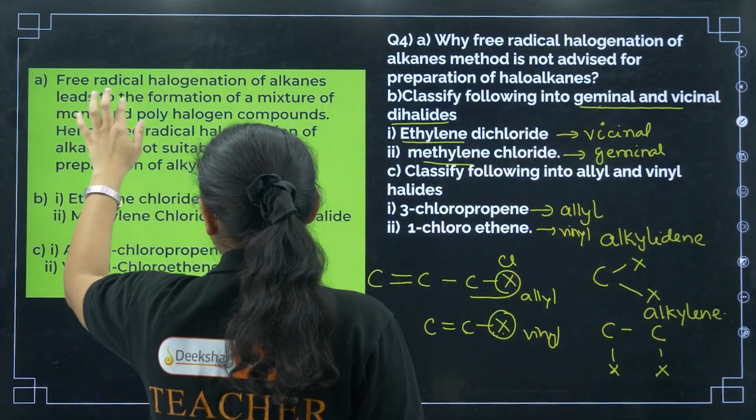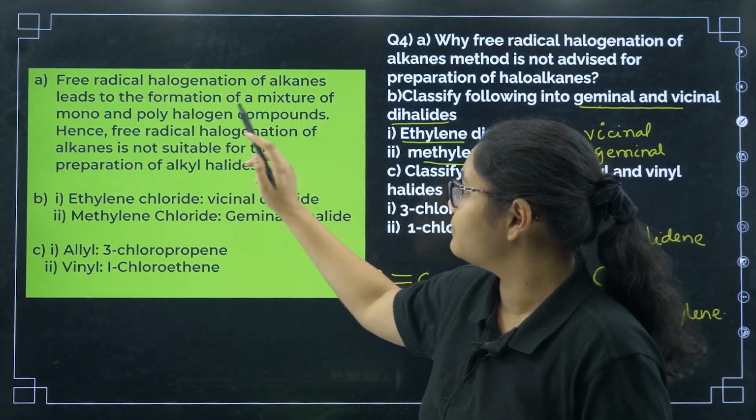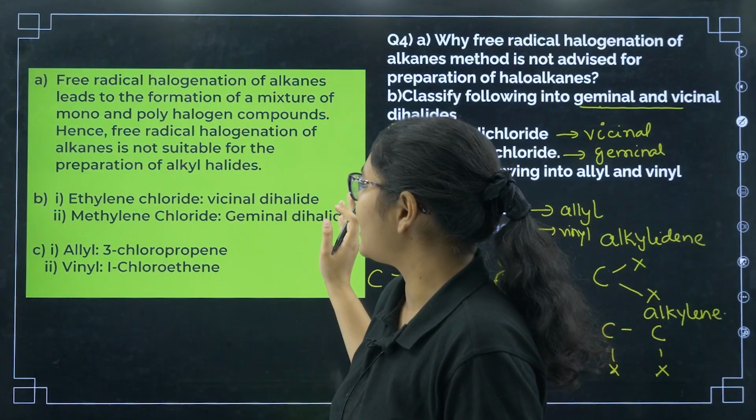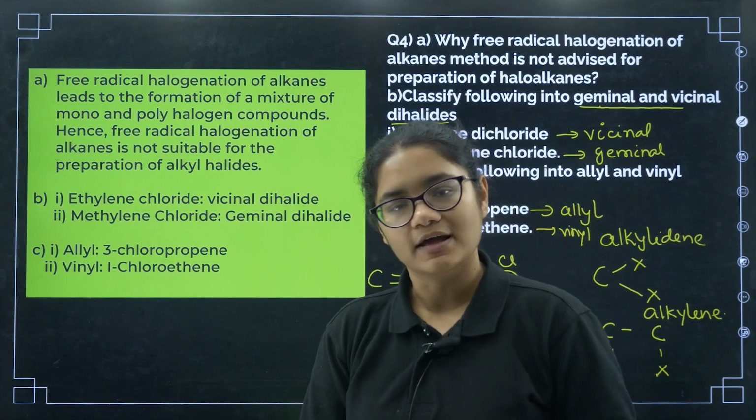Yes, so you can see free radical halogenation of alkanes leads to the formation of a mixture of mono and polyhalogen compounds. Hence, free radical halogenation of alkanes is not suitable for the preparation of alkyl halides.